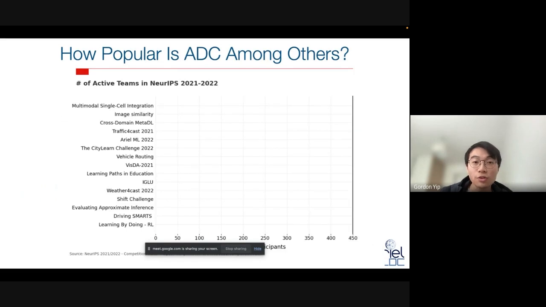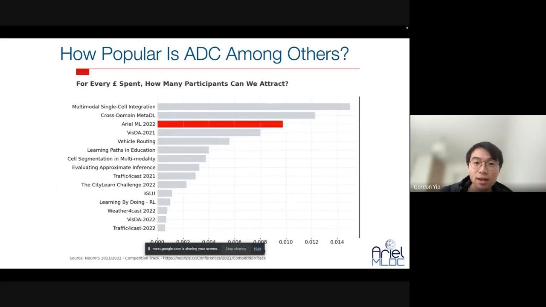So we also checked our competition against others, and we realized that we are actually quite popular. For every pound we spent, we compared that with all the other NeurIPS competitions, and we got third place, meaning that people are actually quite interested in our competition, or in astronomy competitions in general.